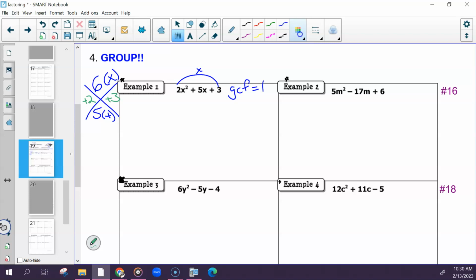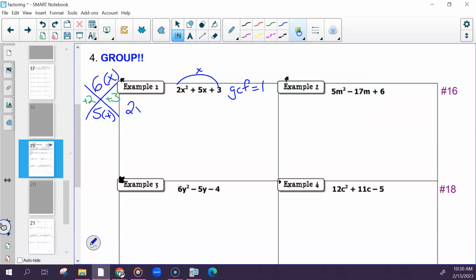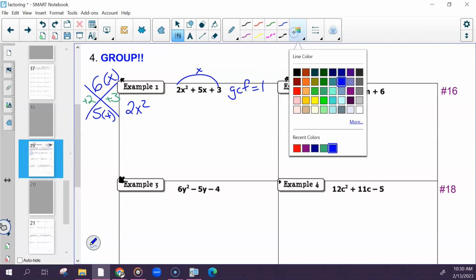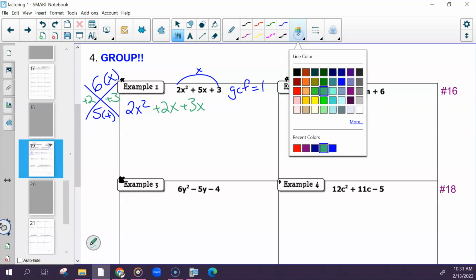So then we're going to rewrite our original. The first and the last term stay exactly the same. 2x squared. Then the 2 factors we found, we're now going to put it in the middle instead of the 5x. Because 5x had an x, we're also going to put x's behind them. Does not matter which one you do first. So plus 2x plus 3x. And then the last term, plus 3.